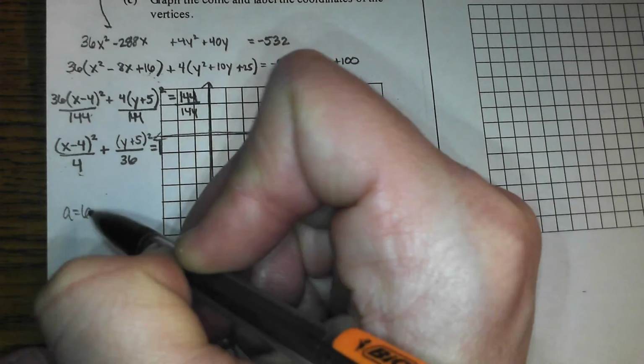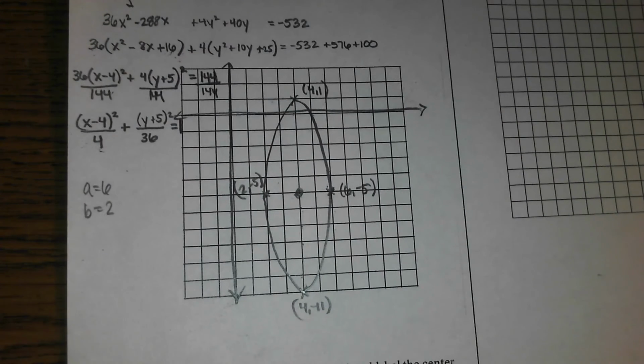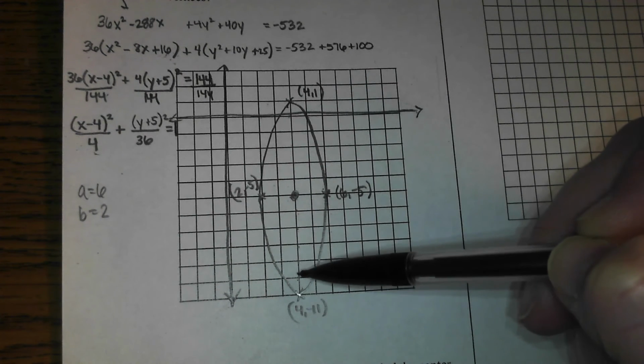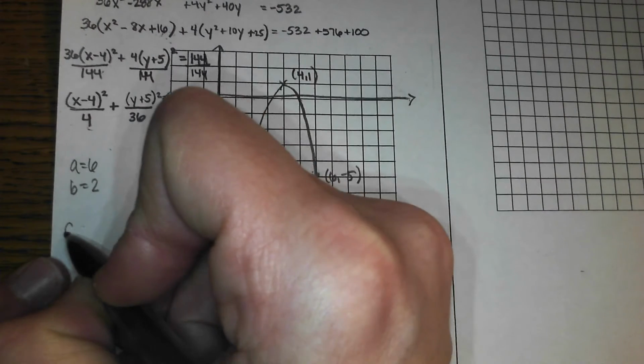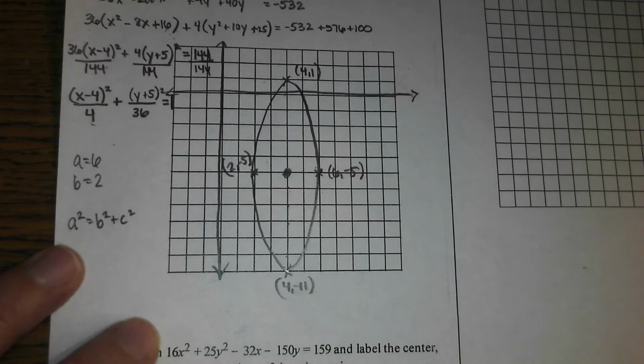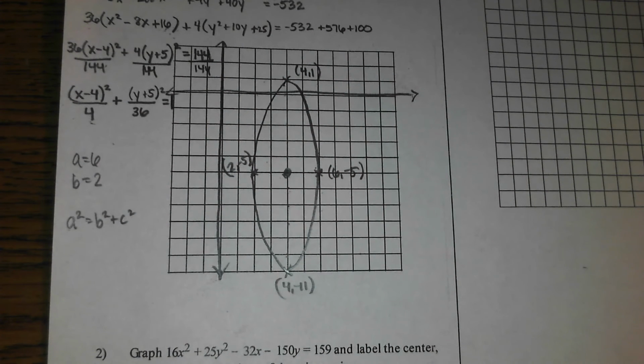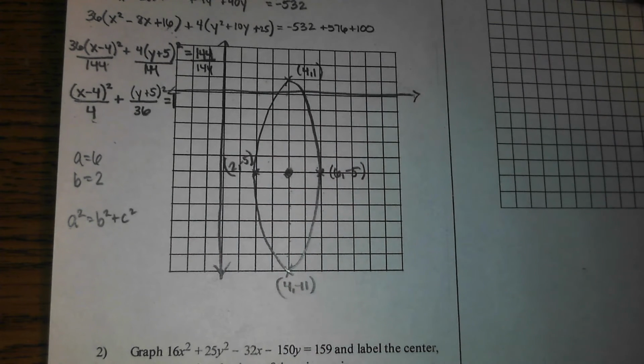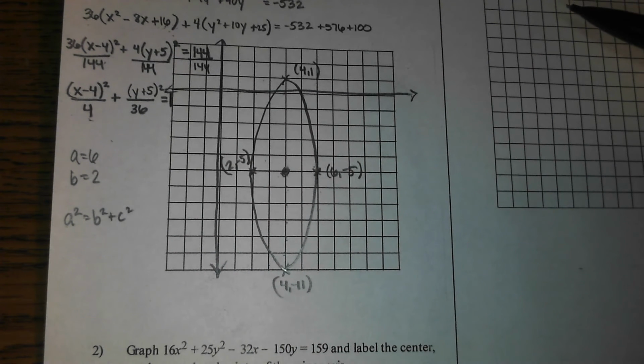So A equals 6, B equals 2, and if you needed to find the focal points, they are always along the major axis. So they're going to be somewhere up in here and down in here. You find C with the equation A squared equals B squared plus C squared. And that equation also changes for hyperbolas. So I would use A and B to find C. C is always the distance between the center and the focal point. So I would go up C and down C to find my focal points, if it asked me to, which it could. Okay? All right.